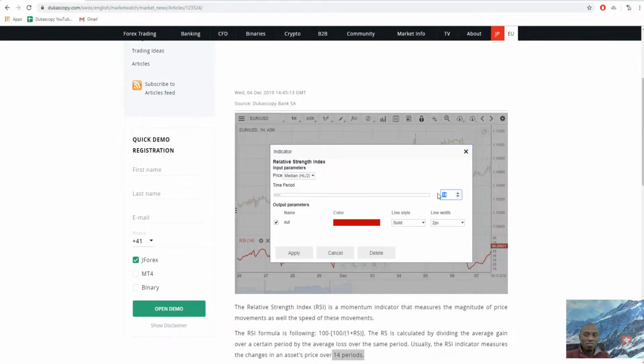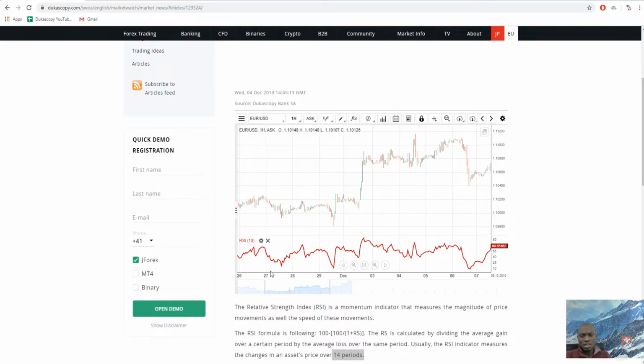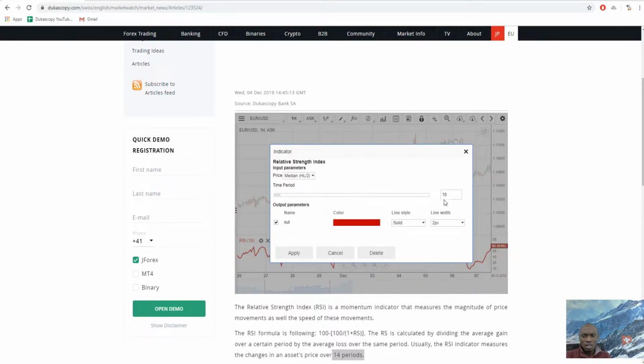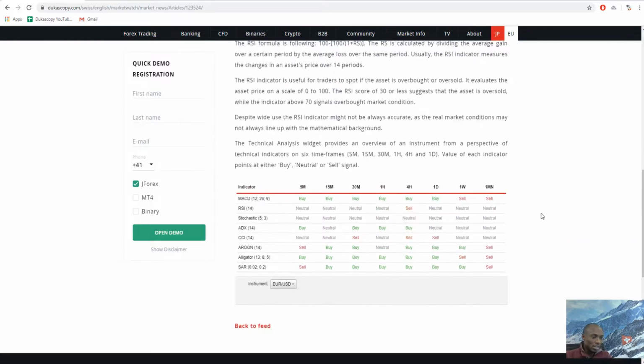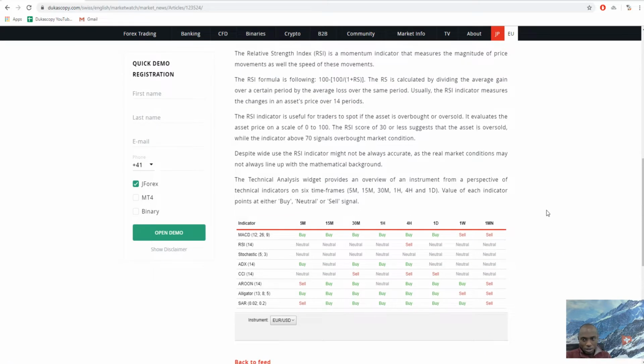So you can easily use whatever number of days you want. It depends on what you are looking at. You can easily put 10. It does not matter, you have your settings and what you want. I put it to the traditional period of 14 days. So that's the formula for the RSI.